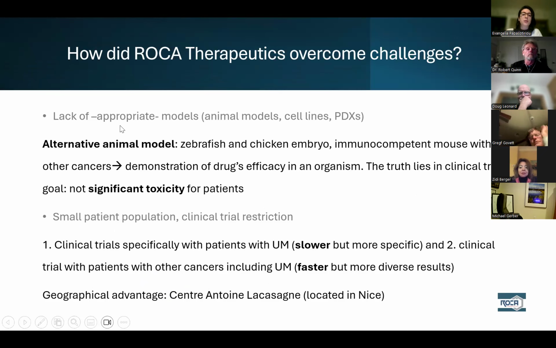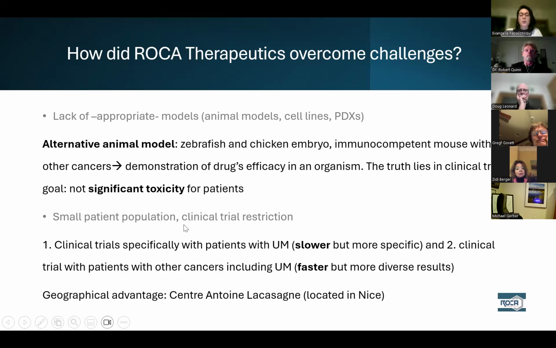For example, for the lack of appropriate models, she told me, especially for uveal melanoma, because we know that there is no immunocompetent mouse model which is appropriate for uveal melanoma. They used alternative animal models such as zebrafish and chicken embryo. They used, in the end, the immunocompetent mouse for other cancers in order to demonstrate the drug's efficacy in a whole organism. And quoting her words, in the end, you want to deliver something with as minimum toxicity as you can have, because the truth lies in clinical trials.